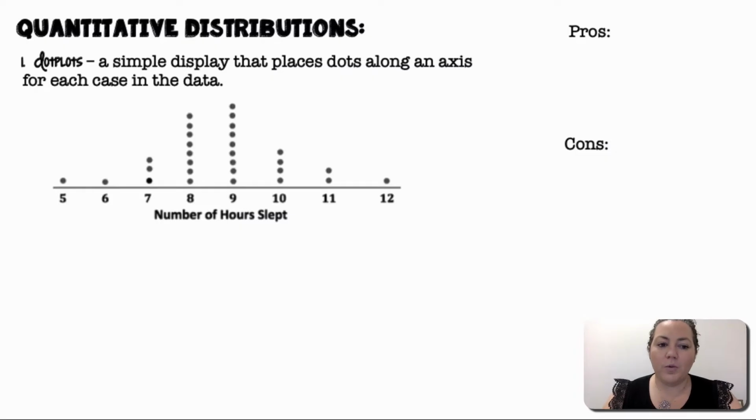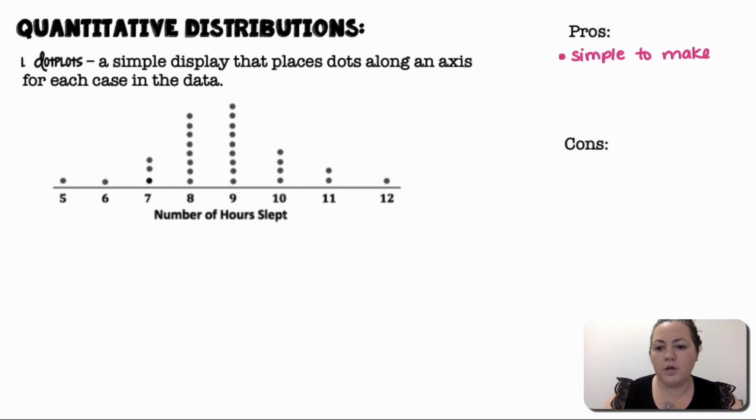All right, so quantitative distributions. A dot plot is a type of distribution that has quantitative data. It's a simple display that places dots along an axis for each case in the data set. All right, so here's an example.